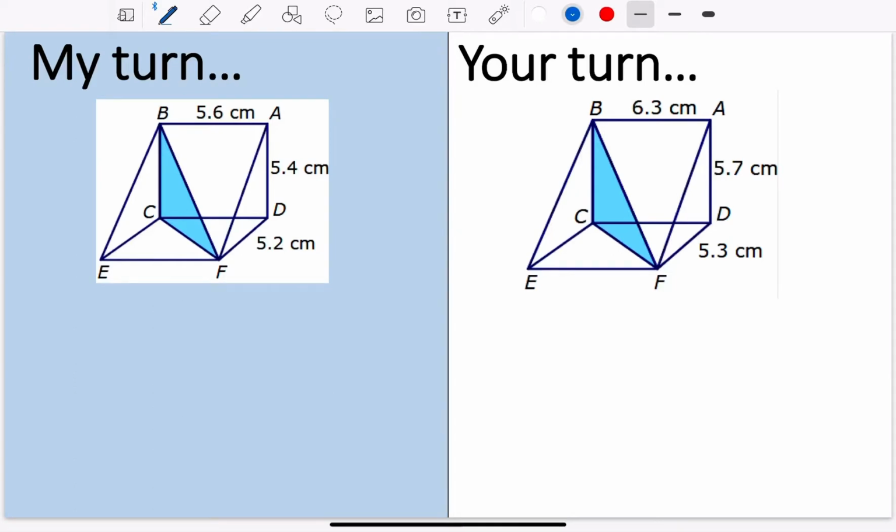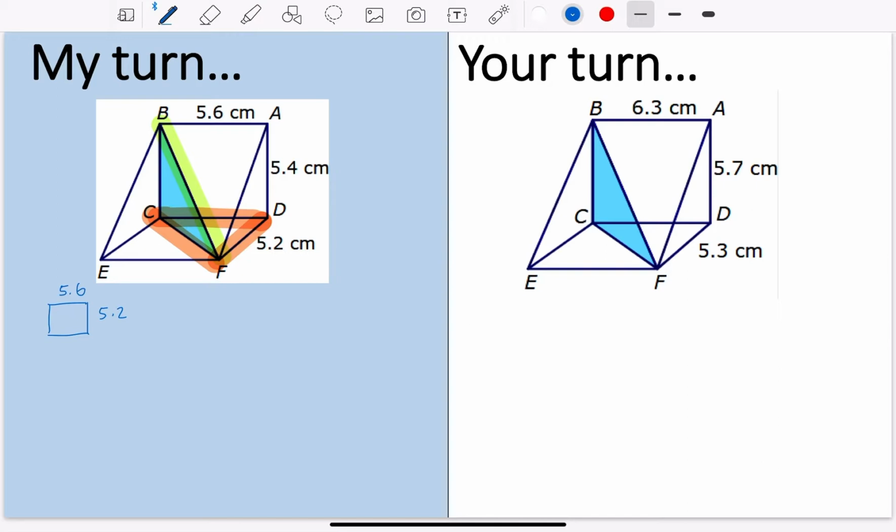My turn. For this question, we're going to be using a couple of different methods to find the length of BF. This one here. First of all, we're going to need to find the length CF to give us slightly more information about that blue triangle. So, considering the base first of all, it has the dimensions of 5.2 and 5.6. That is because these are the lengths of these sides here.